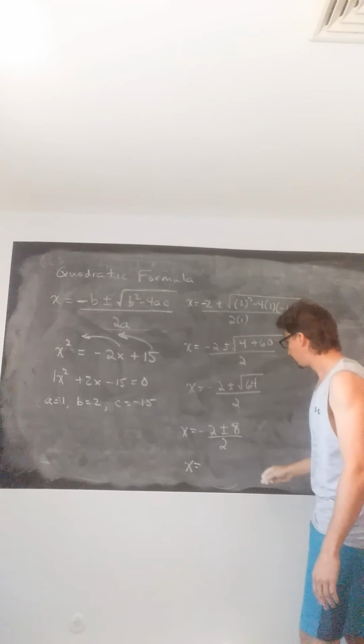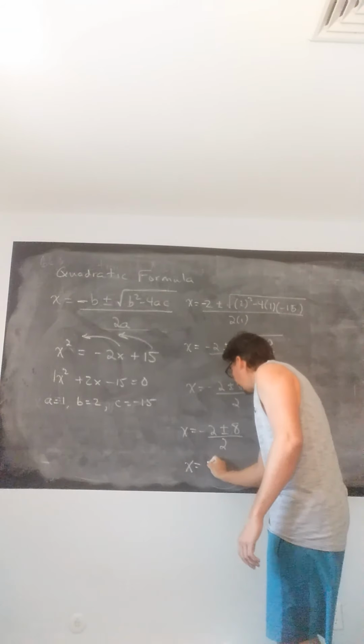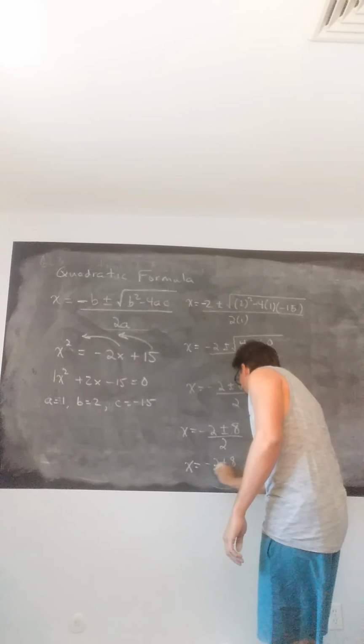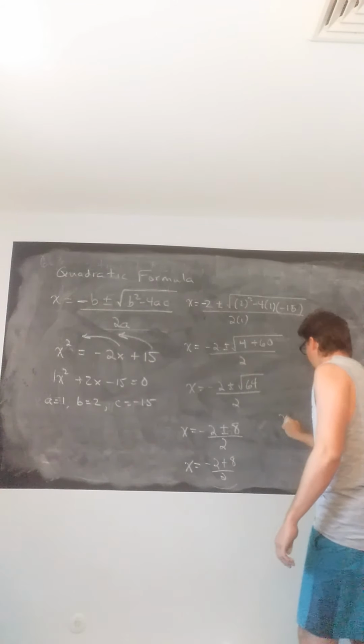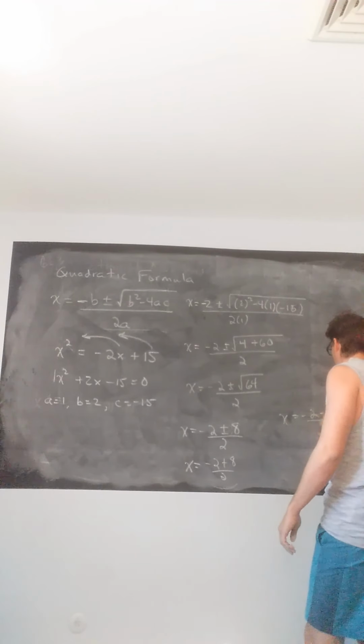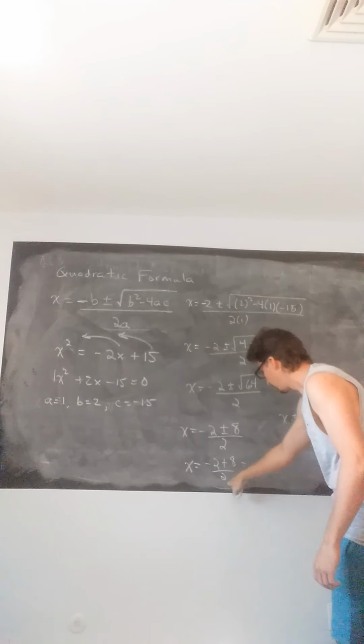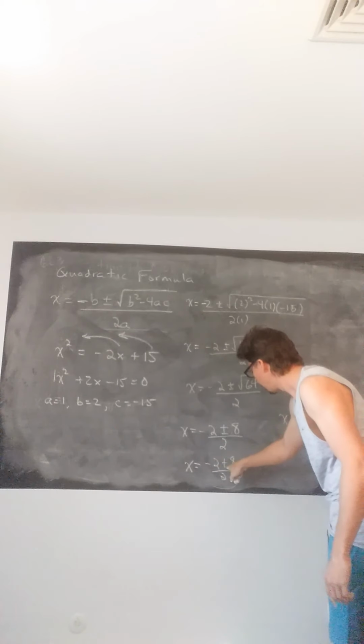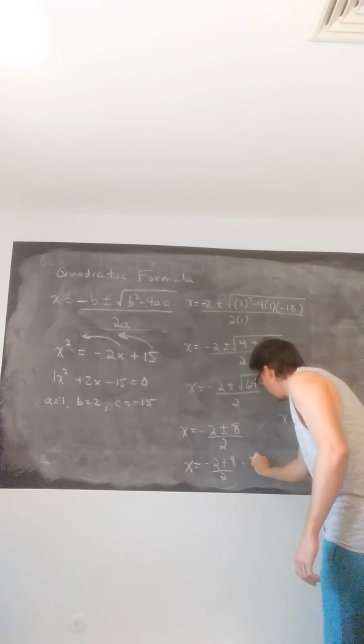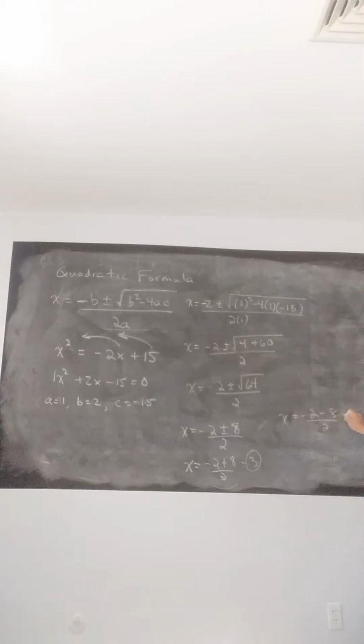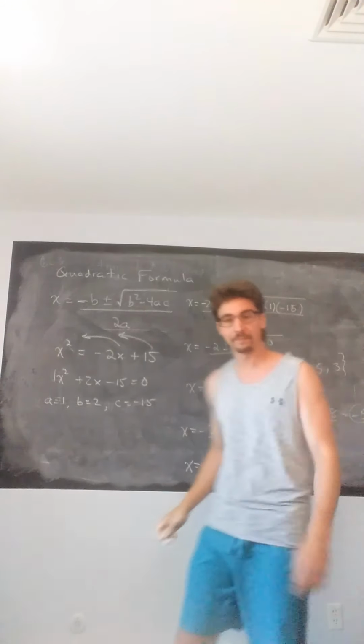So remember, you have two situations. You're going to have x equals negative 2 plus 8 over 2, and you're going to have x equals negative 2 minus 8 over 2. The first, negative 2 plus 8 is 6, and 6 over 2 is 3. And this one here is negative 10 over 2, which would be negative 5. So your two solutions to this problem are negative 5 and positive 3.